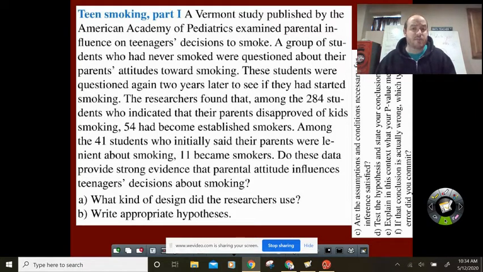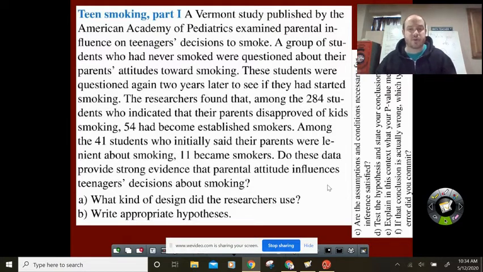Amongst 284 students who indicated their parents disapprove of kids smoking, 54 became established smokers. Among the 41 students who initially said their parents were lenient about smoking, in other words, they didn't really care if they smoked or not, 11 of those students became smokers. These data provide strong evidence that parental attitude influences teenager decisions about smoking.